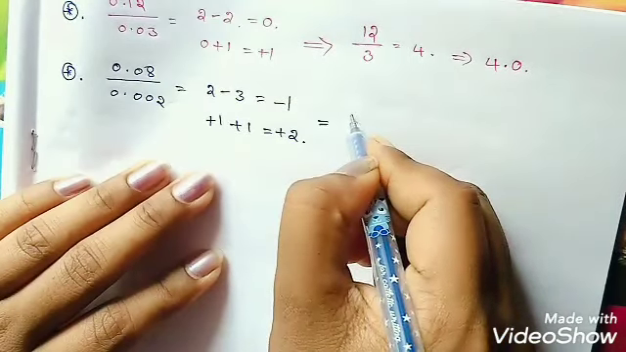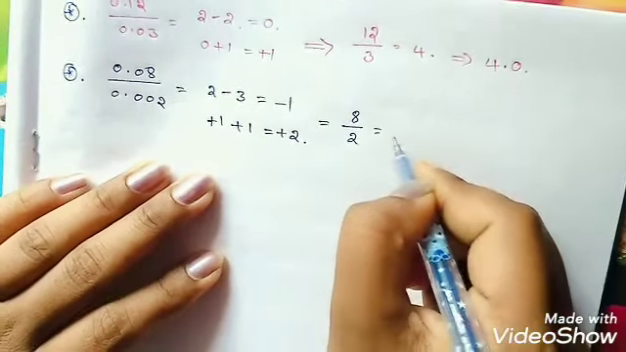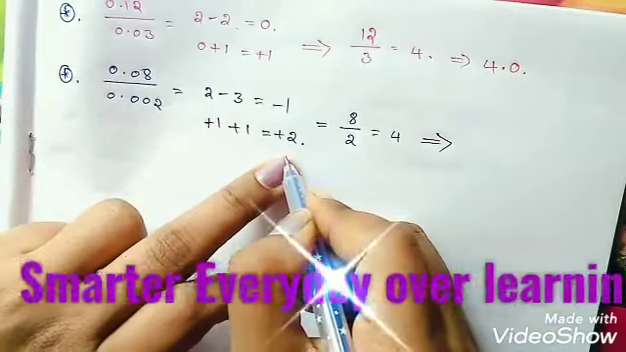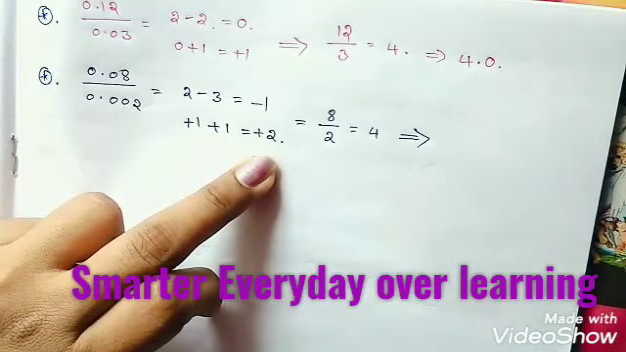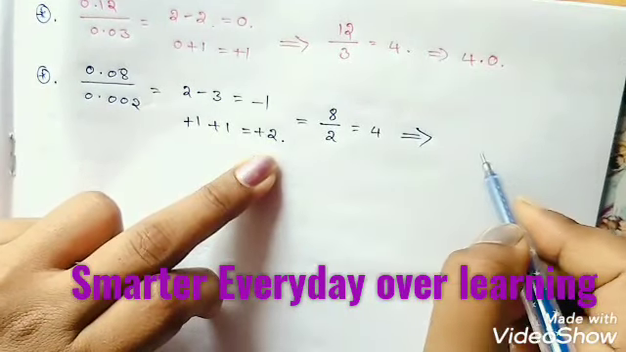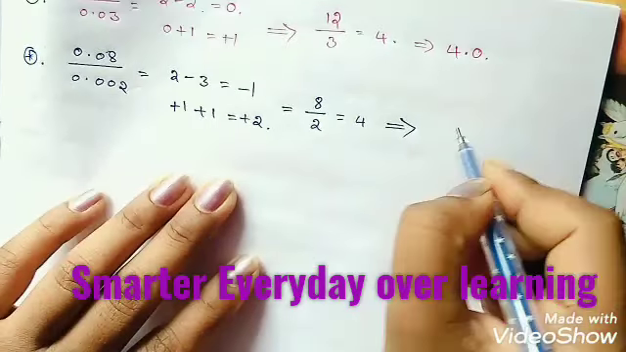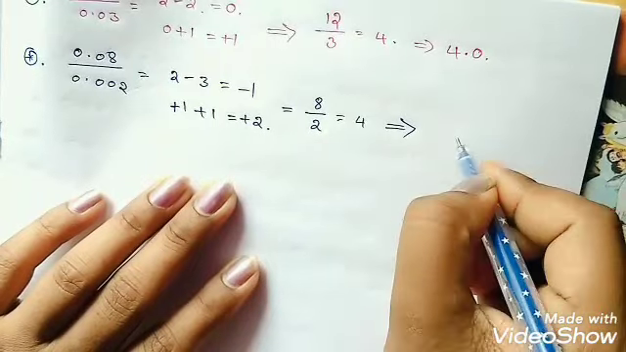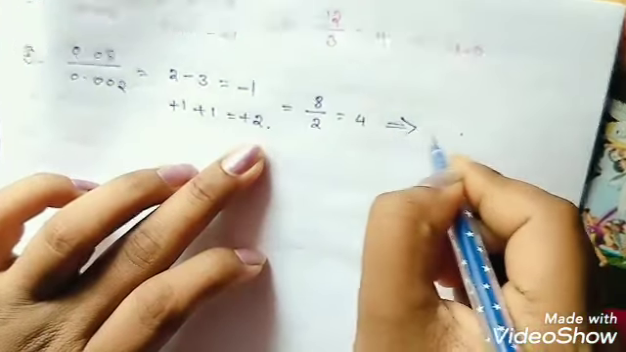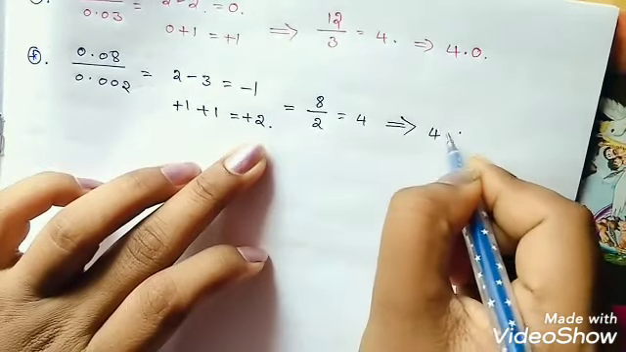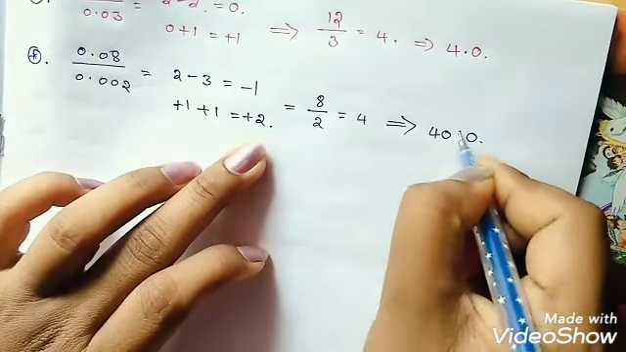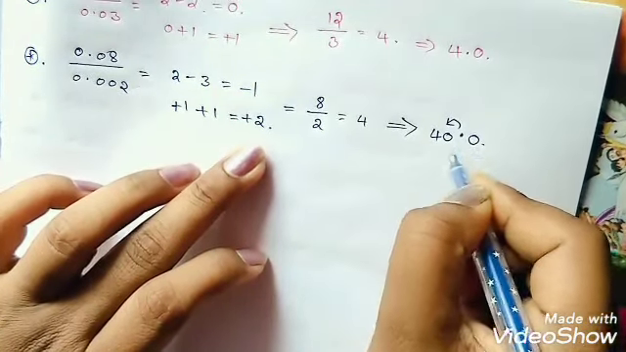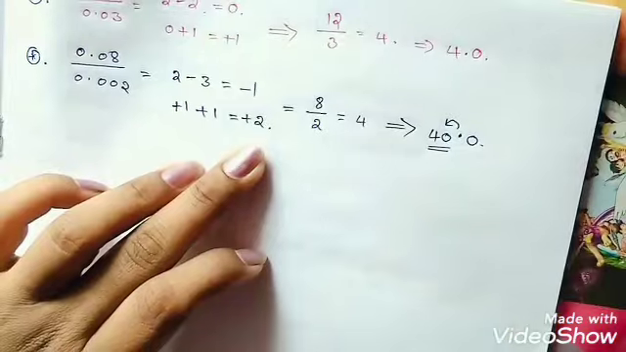So if you do like this, 8 by 2, directly the answer is 4. But in the final answer you can get plus 2 here. So in the answer, in this answer you can see before the decimal you can get a 2 digit number. So here 4, then 40.0. Before the decimal value you can count the numbers here, 2 digit number.